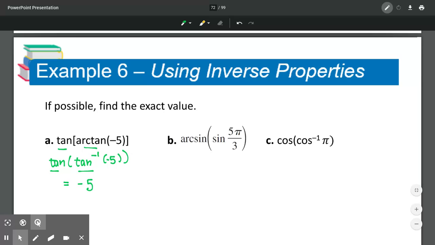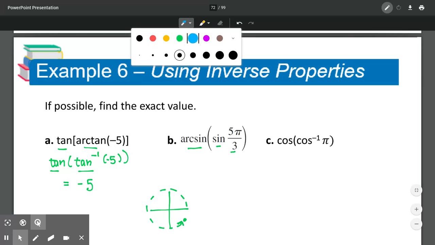Okay? So here, we have the inverse sine of the sine of 5 pi over 3. Now 5 pi over 3 is way over here, and you have to go all the way around to get to 5 pi over 3. So what you need to think about is, because we can't go all the way around, how would you get there going in the direction that you're allowed to go?